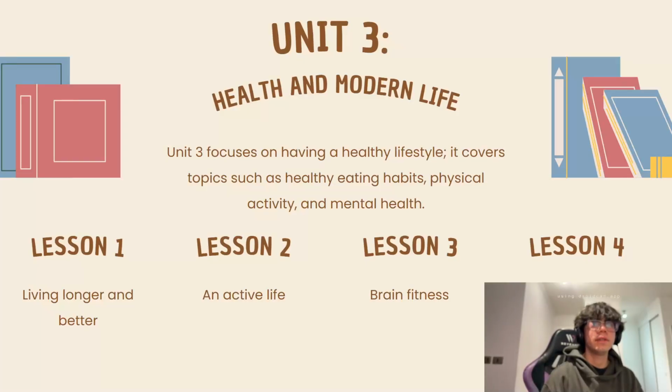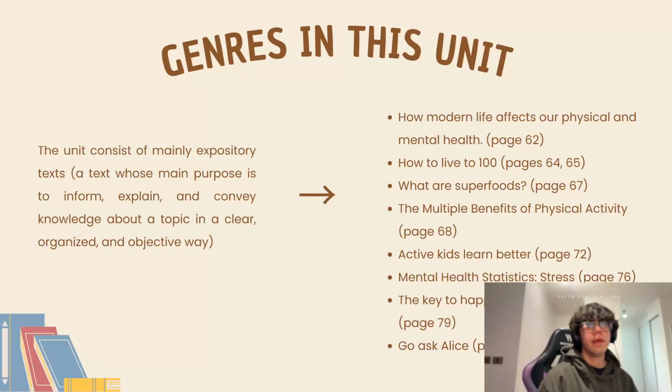The textbook has Unit 3, which is called Health and Modern Life, and Unit 3 focuses on having a healthy lifestyle. It covers topics such as healthy eating habits, physical activity, and mental health. It has these 4 lessons, these are their names, and we're going to be talking about lesson 4, healthy happiness.